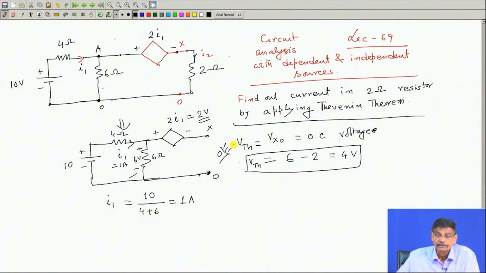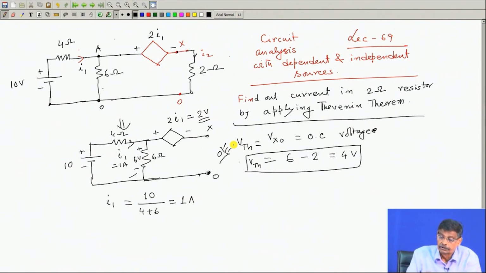Generally, when we did not know about dependent sources, the steps are that you replace all the sources by their internal impedances. If it is an ideal voltage source, it should be shorted. If it is a current source, it should be open circuited, we know that.